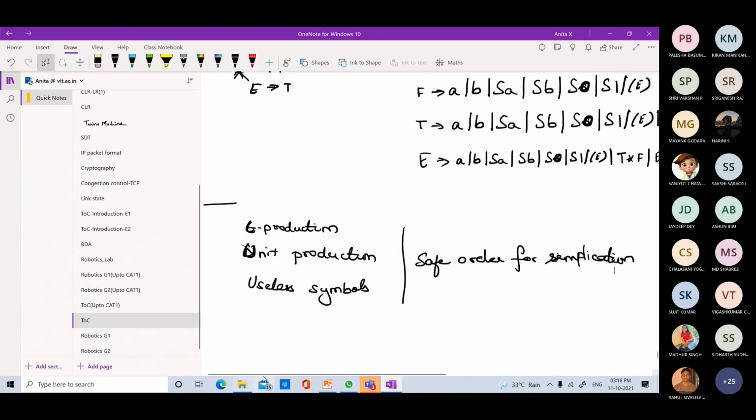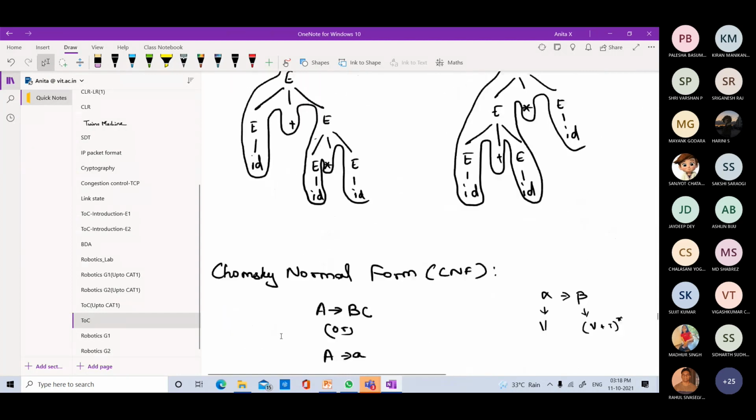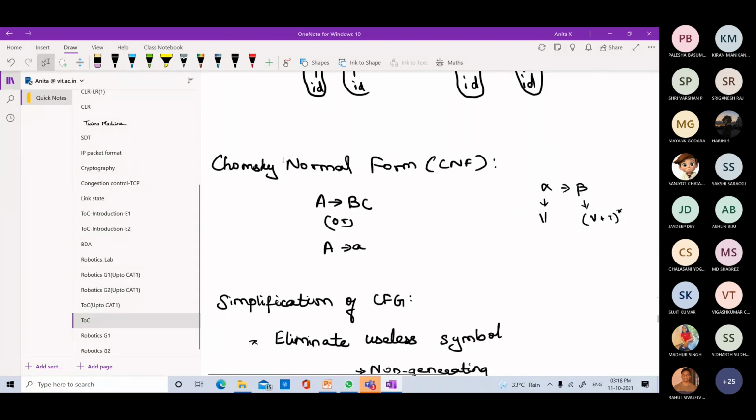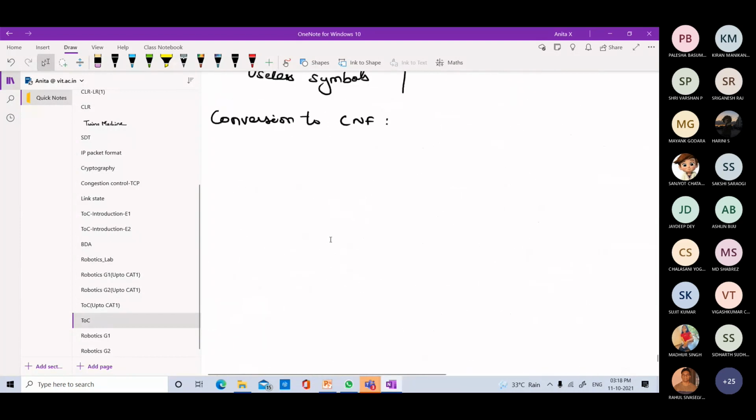Okay, so we can start with an example. Here we are going to take an example for converting a grammar to Chomsky normal form. We have already seen what Chomsky normal form is. All the productions in CNF will have only productions of this format: A derives two non-terminals or only one terminal symbol. Okay, so let us take an example.